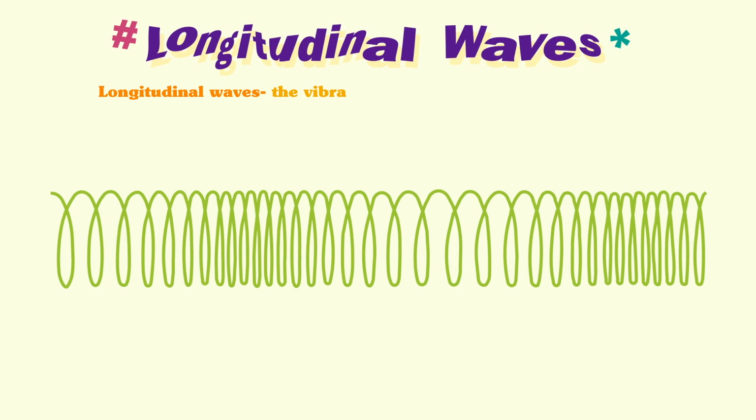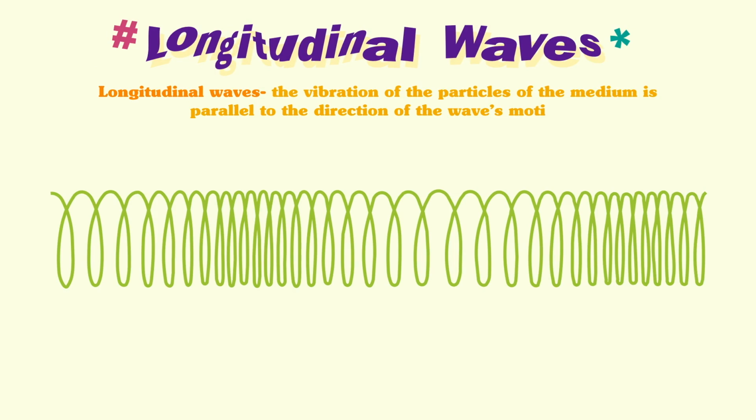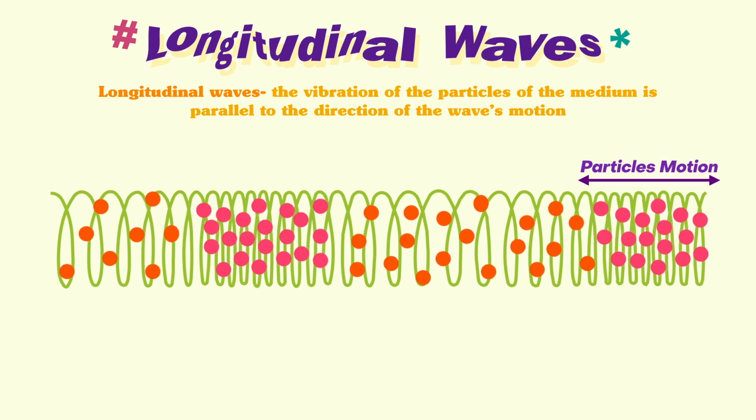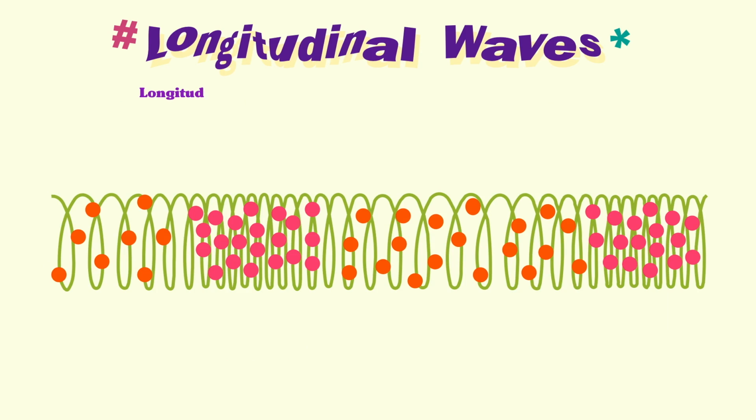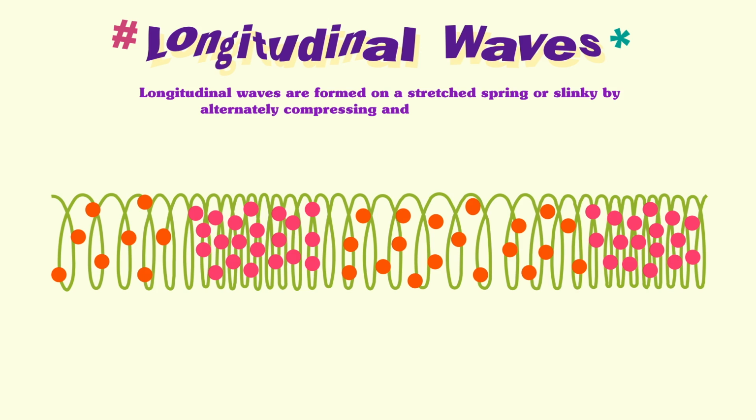Next is longitudinal waves. Longitudinal waves are the waves in which the vibration of the particles of the medium is parallel to the direction of the wave's motion. This is the particle's motion in longitudinal waves, where this is the wave motion. Longitudinal waves are formed on a stretched spring or slinky by alternately compressing and expanding one end.